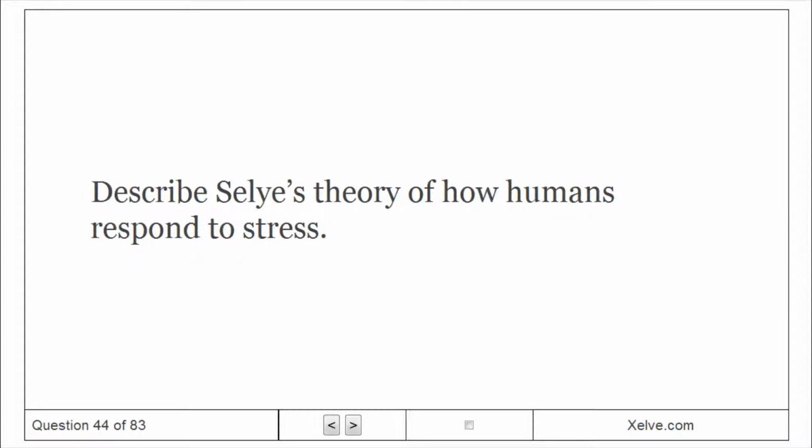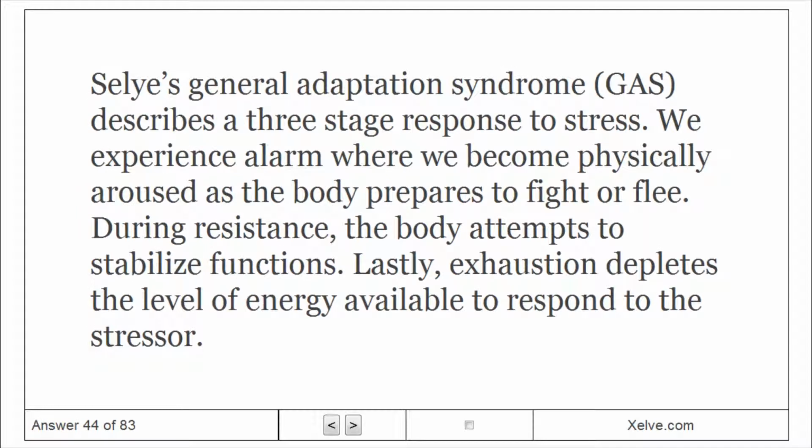Describe Selye's theory of how humans respond to stress. Selye's general adaptation syndrome describes a 3-stage response to stress. We experience alarm where we become physically aroused as the body prepares to fight or flee. During resistance, the body attempts to stabilize functions. Lastly, exhaustion depletes the level of energy available to respond to the stressor.